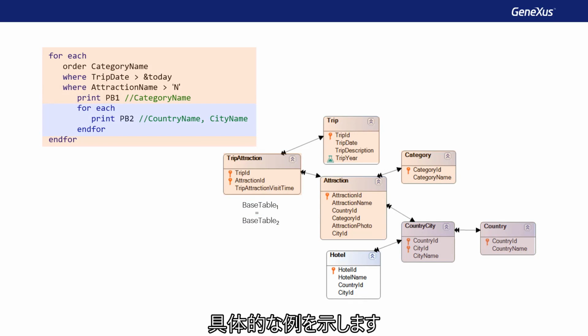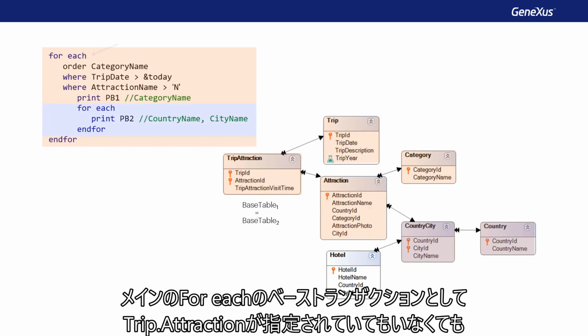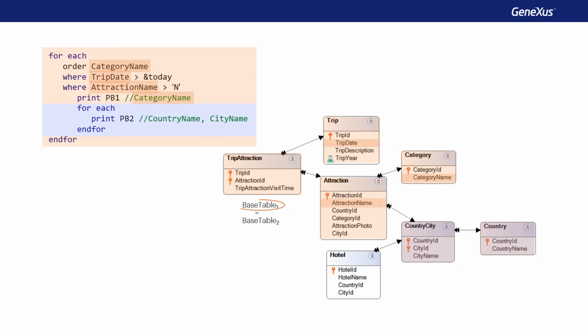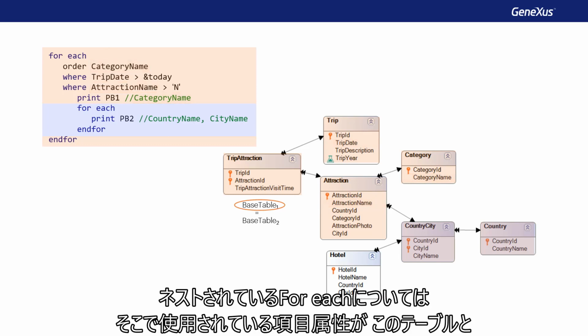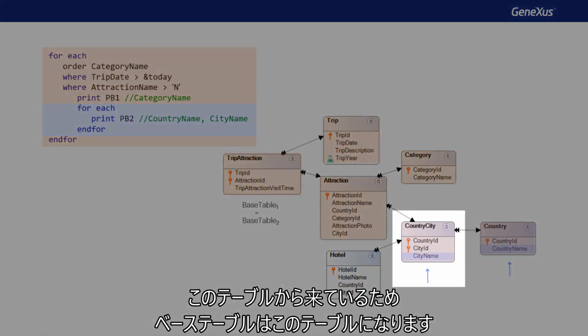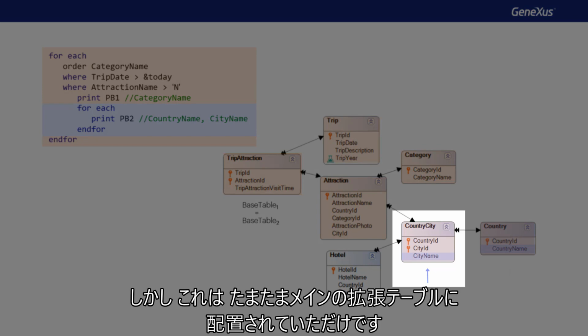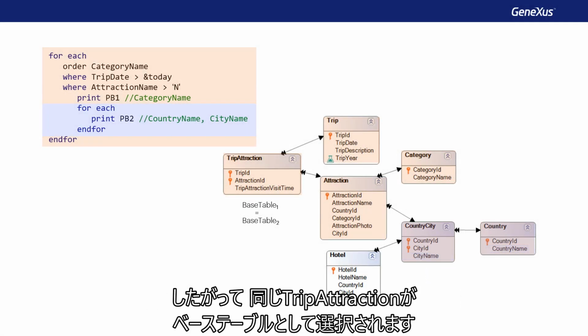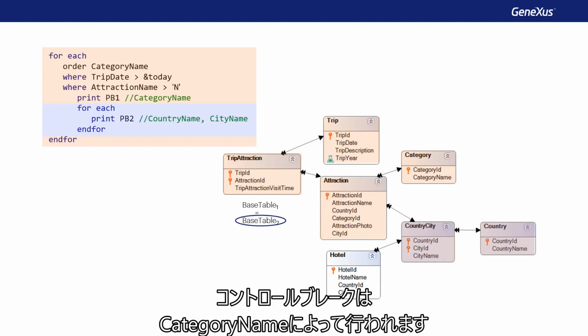Here's a particular example. Whether trip attraction is specified as base transaction for the main for each or not, due to the attributes involved, the base table will be trip attraction in any case. And for the nested for each, since the attributes used in it are from this table and from this other table, its base table would be this other one. But it so happens that it's located in the main's extended table. So, GeneXus will select the same one, trip attraction, as its base table, and the control break will take place by category name.